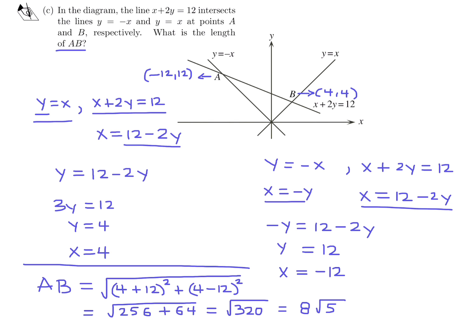And I think that should be good enough. Yeah, if you want, you can always put it in decimal form, 17.88. And there you go. That is the length of AB.